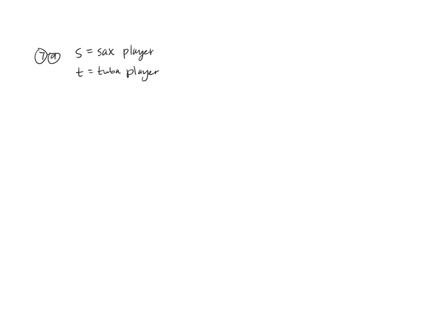So let's see, it says there are 9 saxophone players in the band. So S is 9. The number of saxophone players, S, is 1 less than twice the number of tuba players. So less than indicates subtraction, and it changes the order. So 1 less than twice the number of tuba players is 2T minus 1. Find the number of tuba players.